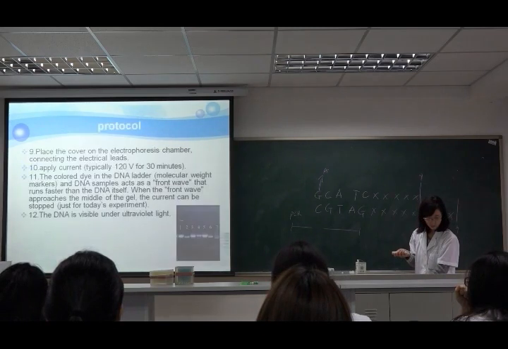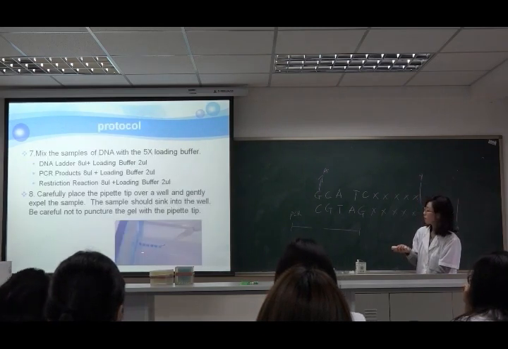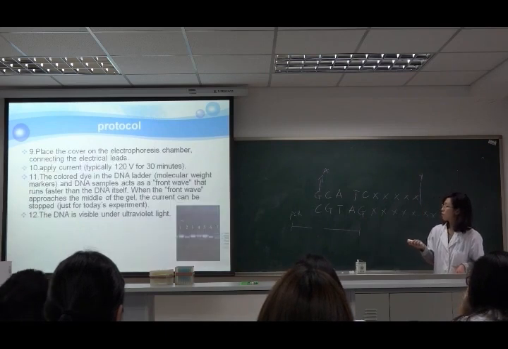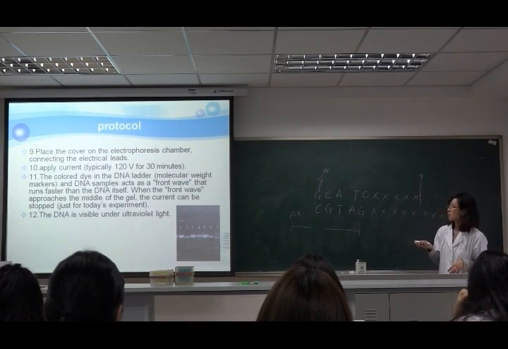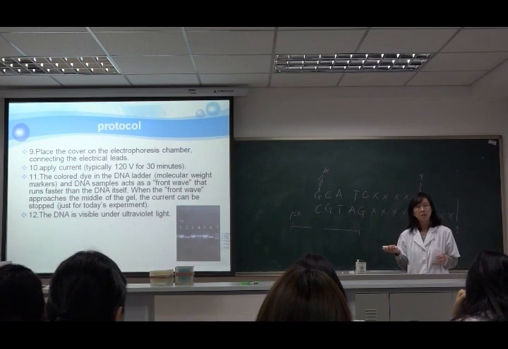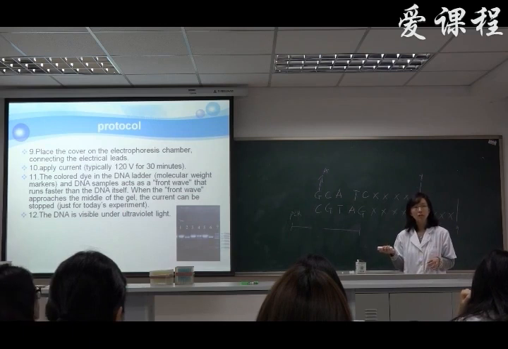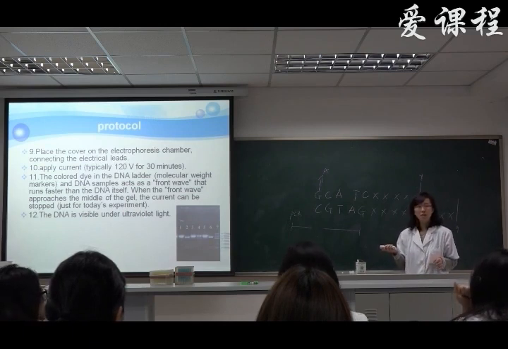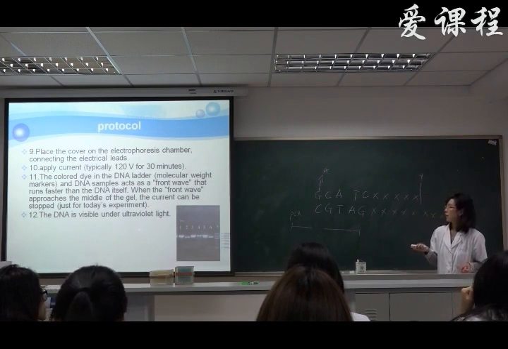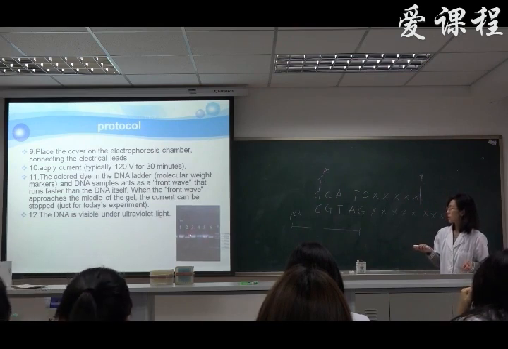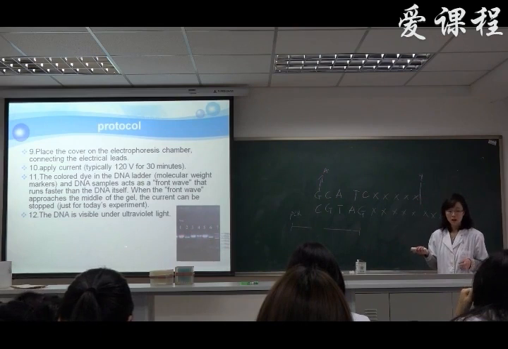That means the blue one will run faster here since it's a front view. When the dye front approaches the middle of the gel, the current can be stopped. This is just for today's experiment. If you do some other experiment, you can decide depending on the size of the DNA. You can select it. And the DNA is visible under the ultraviolet light.